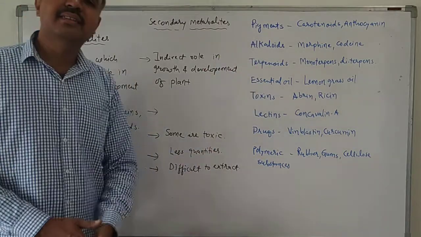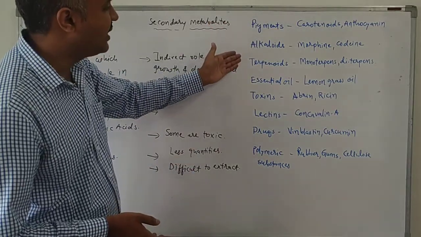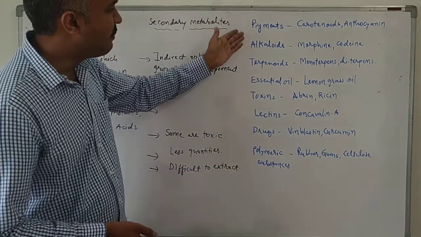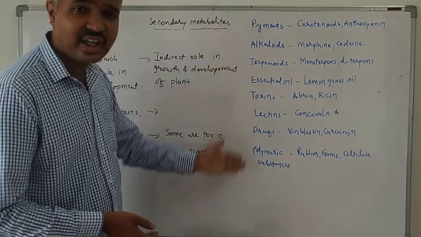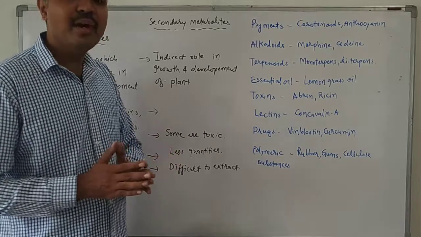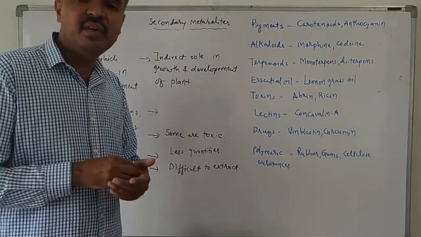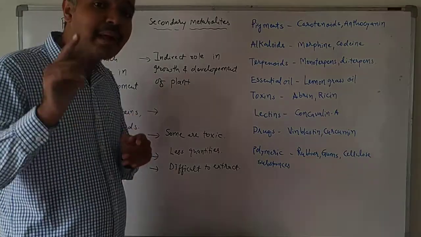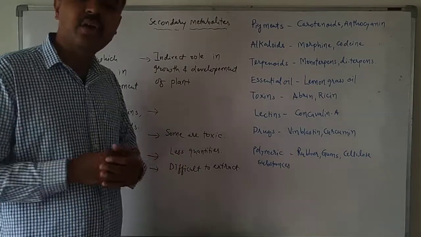Now let's see the examples of secondary metabolites. Some of the secondary metabolites are pigments, alkaloids, terpenoids, essential oils, toxins, lectins, drugs, and polymeric substances. Which pigments are secondary metabolites? Carotenoid and anthocyanin. See, not all pigments are secondary metabolites. For example, chlorophyll is a pigment, but chlorophyll is not a secondary metabolite. Chlorophyll is a primary metabolite. Here we are talking about those pigments which are secondary metabolites: carotenoid and anthocyanin.